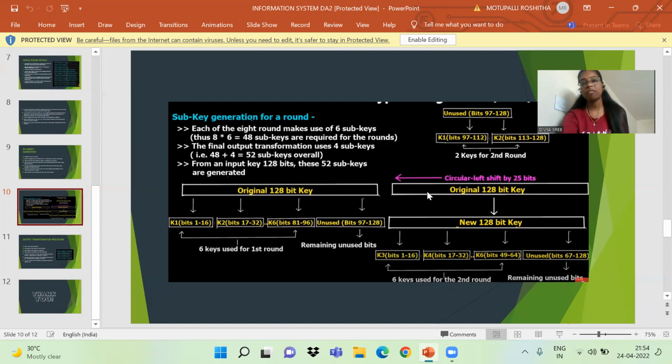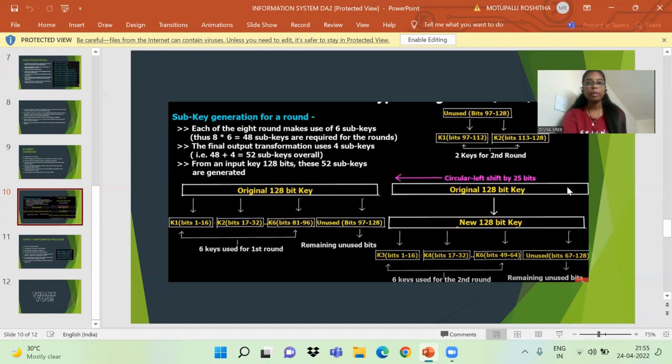That is, if we have the key as 0 1 1 0 in the binary form of 128 bits, the initial 25 bits are taken from the front and added to the back of it. These 25 bits are removed from this binary string and added to the back side of it, like a circular left shift. These left bits will be removed and then added to the right of the bits.